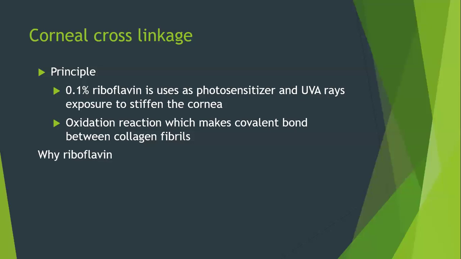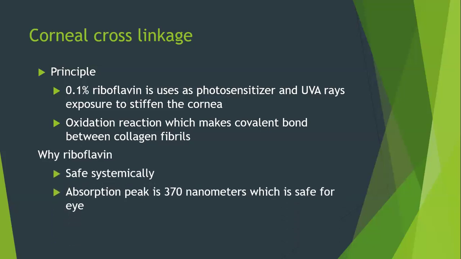So my question is, why do we use riboflavin as photosensitizer? Can anyone reply? Because anything we want to put in the eye should be safe systemically if it gets absorbed. Secondly, whenever you're applying UVA rays or any kind of rays on the eye, there is a danger to damage the endothelium. So riboflavin is chosen because its excitation absorption peak is 370 nanometers, which is safe for the eye.